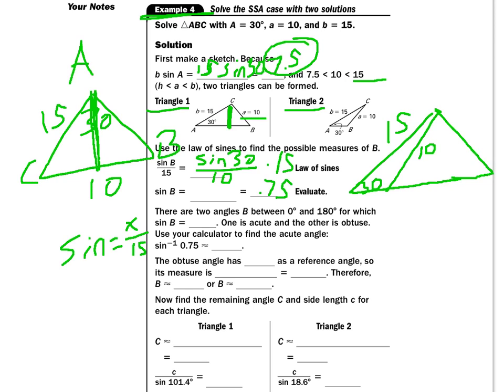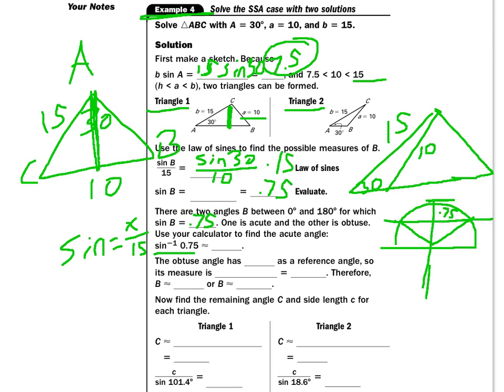There are 2 angles B between 0 and 180 for which the sine of B equals 0.75. So there's when we do that inverse sine thing. One is an acute angle and one is not an acute angle. Remember when we talked about the circle, this is the sine up here, it's on the y-axis. At 0.75, we have this angle and we have this angle. So we have 2 separate angles that would equal that 0.75.